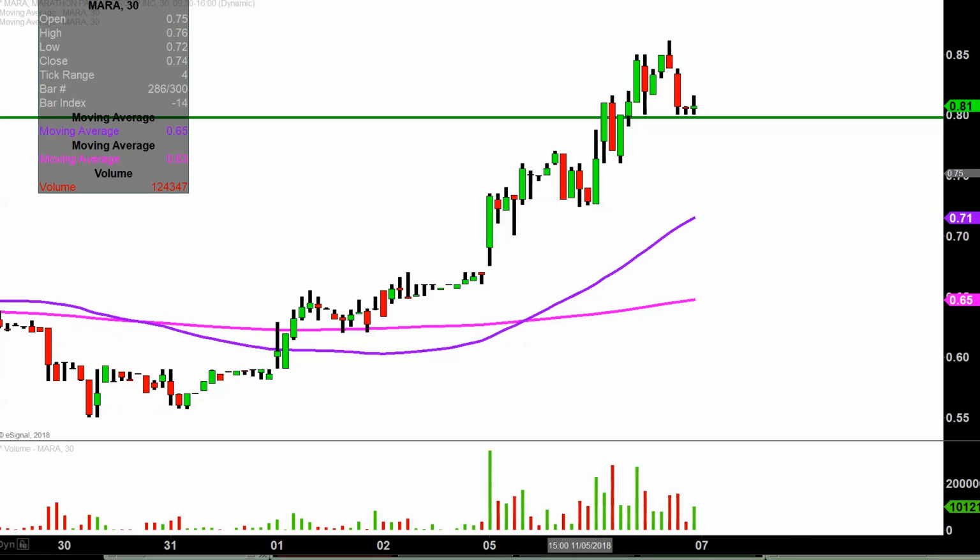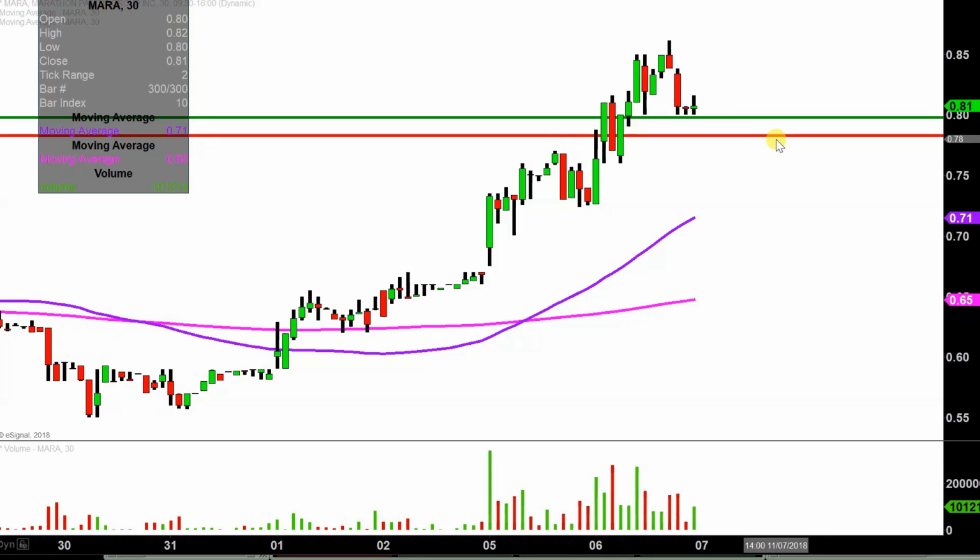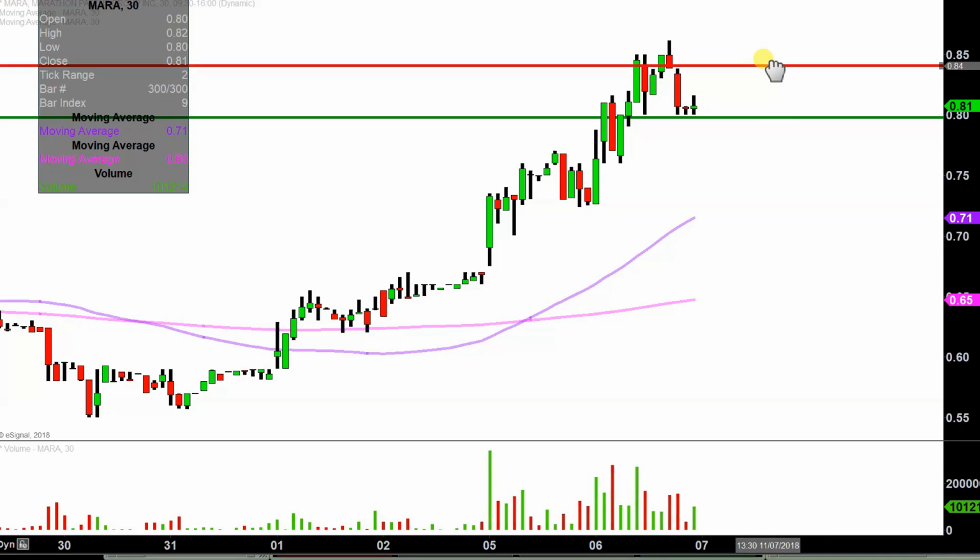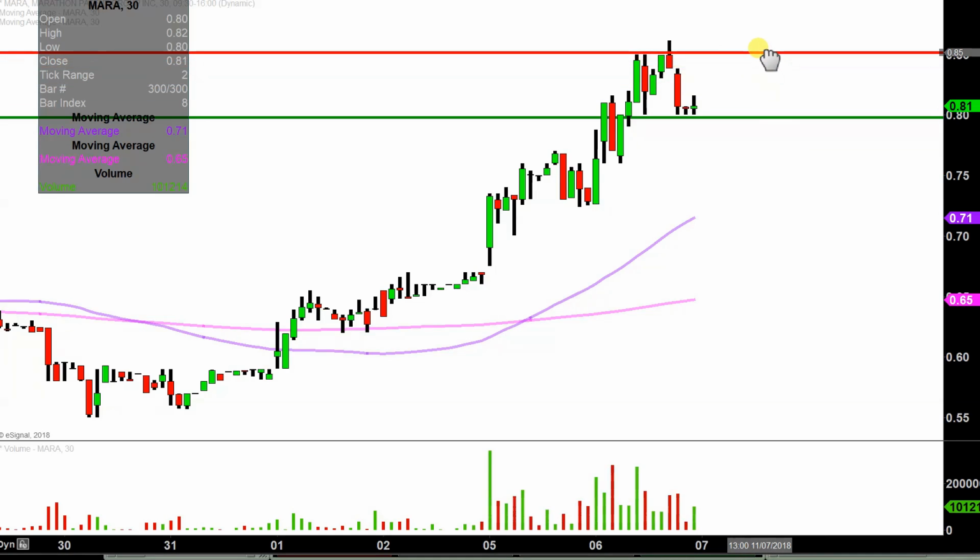What about levels of resistance? As far as where the sellers are hanging out at, pretty straightforward. Today, the party stopped right up around the 85-cent mark. So 85 cents will be public enemy number one going into tomorrow. Although at the end of the day, resistance levels really don't matter that much. In fact, they don't matter at all.